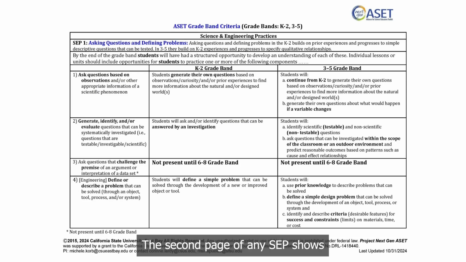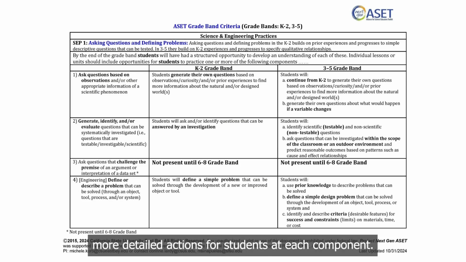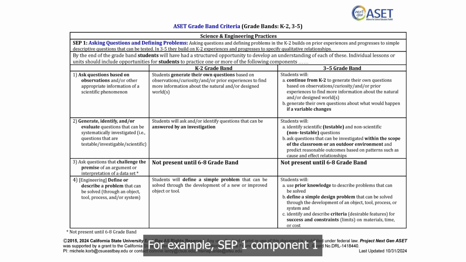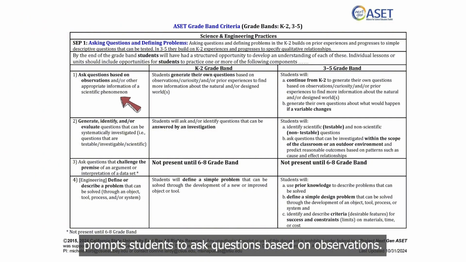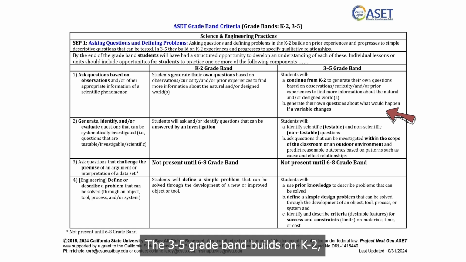The second page of any SEP shows more detailed actions for students at each component. For example, SEP1, Component 1, prompts students to ask questions based on observations. The 3 through 5 grade band builds on K through 2, for example, by noting changes in variables.